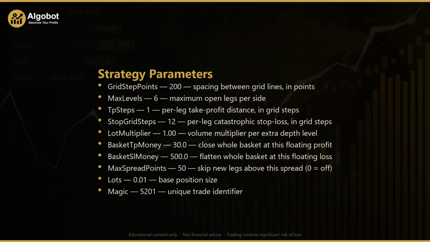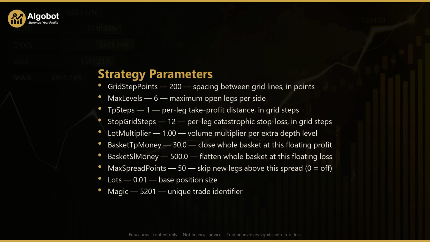Let's go through each setting so you know exactly what you are adjusting. GridStepPoints, defaulting to 200, controls the spacing between adjacent grid lines. Wider spacing means fewer but larger trades, while tighter spacing means more frequent, smaller trades. MaxLevels, defaulting to 6, caps how many legs the strategy can hold on each side, which directly limits your total exposure. TP steps, defaulting to 1, sets how far each leg's take profit sits toward the anchor, measured in grid steps. Keeping it at 1 harvests the smallest oscillation.